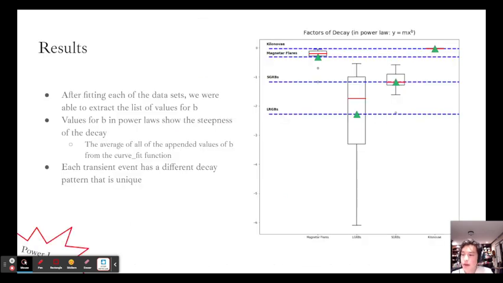And so the results of our experiment: after fitting each of the data sets, we were able to extract the list of values for b and actually calculate values for b in the power laws that show the steepness of the decay. And so this was calculated by appending all of the values of b from the curve fit function across all of our data sets into one single value. Each transient event has a different decay pattern that is unique. Looking at this graph here, we use box and whisker plots to graphically represent our data to show that each of the factors of decay varies depending on what kind of transient event you're looking at.